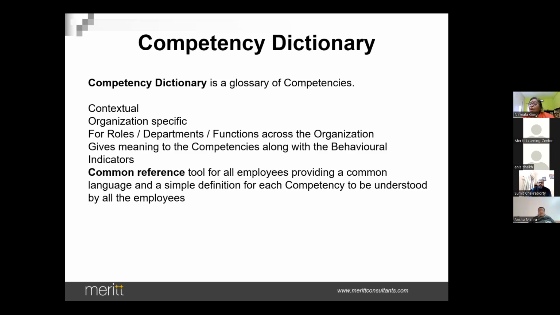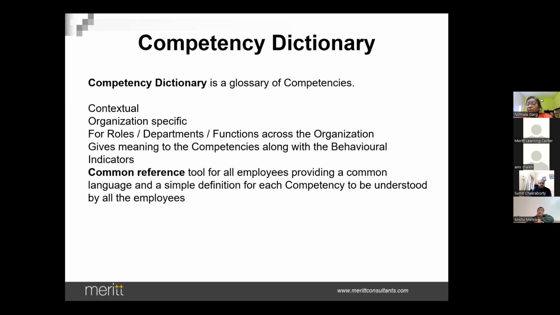Now it will have all the competencies required by the organization at a job level, at a functional level, at an organizational level. What does it mean? It will have core competencies, it will have functional level competencies, and it will also have job specific competencies. Got it?